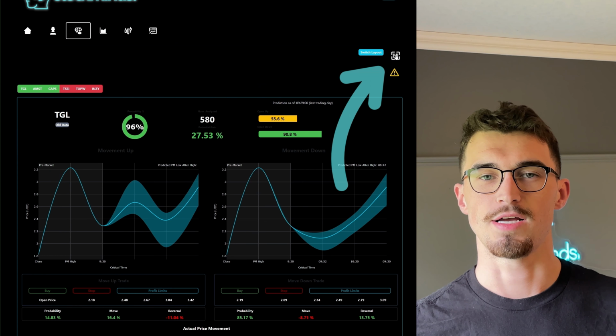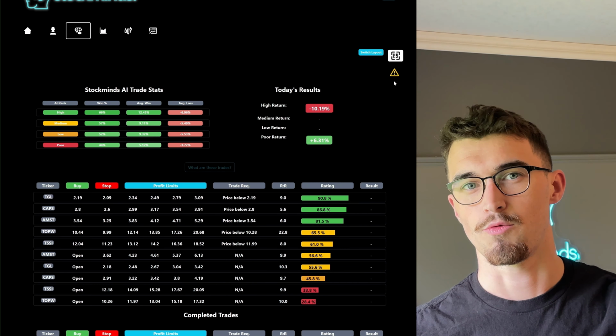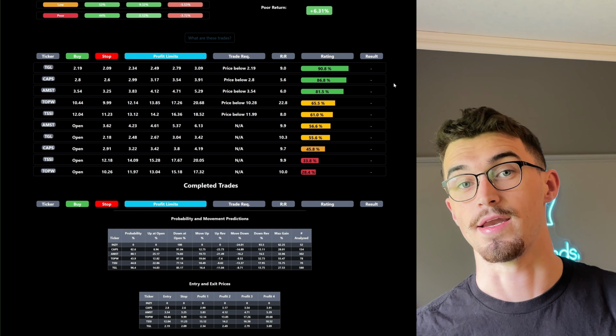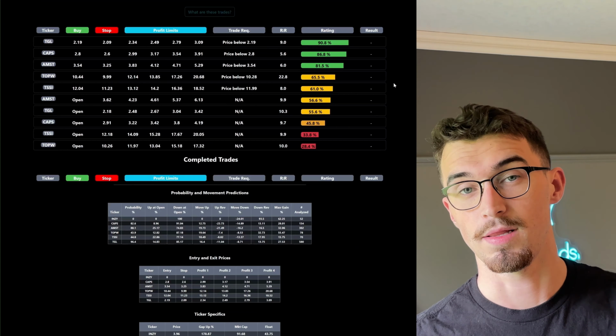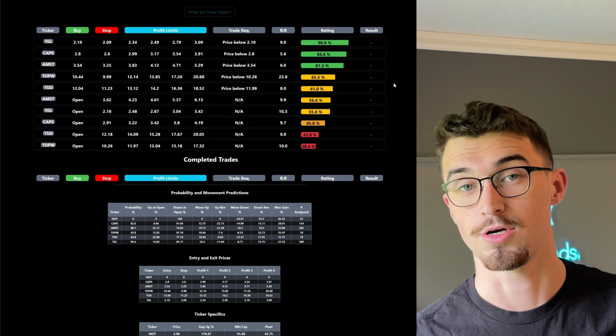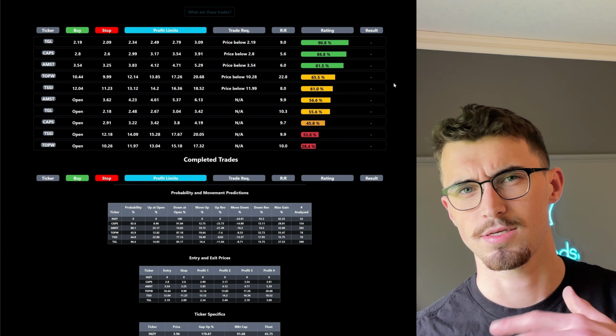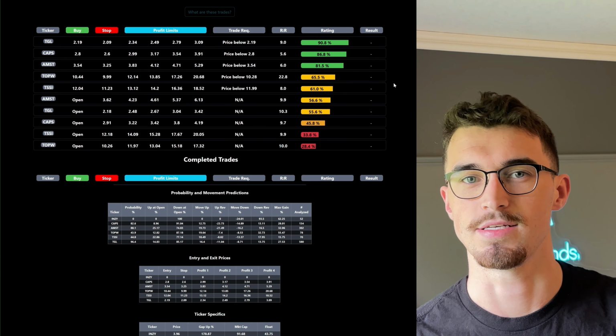The list view provides all of the potential trades ranked based on the AI's rating. This considers the probability of the trade providing you with returns as well as past predictions and trades that the AI has given. So the higher the rating, the more likely it is to provide you with higher returns and follow the predictions more accurately.